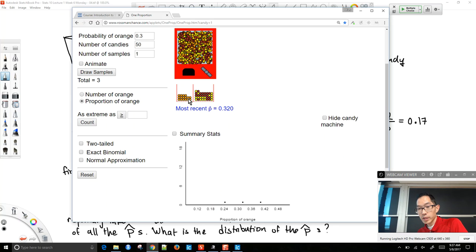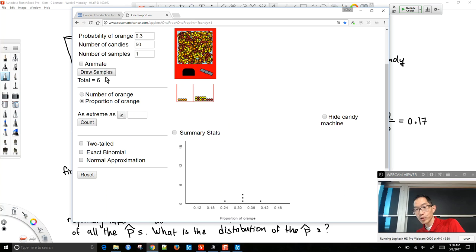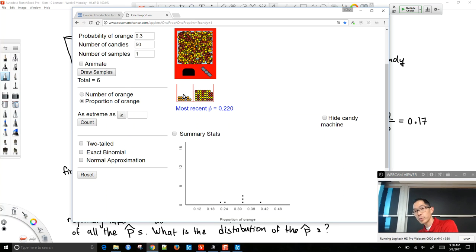So here we get 16 orange pieces. 16 out of 50 is 32%. It puts a dot right there at 32%. Okay. And here's another case. This time it got 32% again, and it puts a dot there. Another instance of 32%, let's just see. This time it only got 11, so 22%.